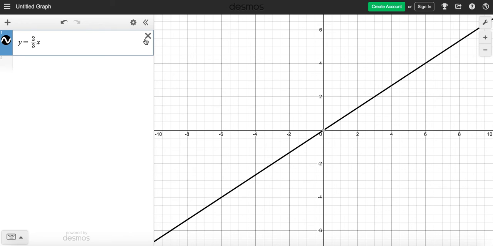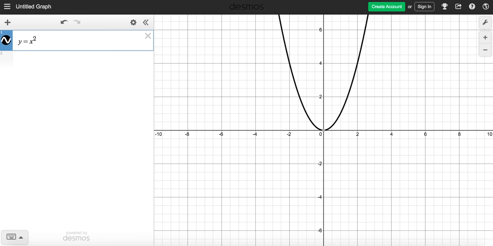Now, the thing about polynomials is that they take on different shapes as the degree goes up. So, right now, we have a line. But we can get a curved shape, called a parabola. So, let's look at just the standard parabola. So that's y is equal to x squared.